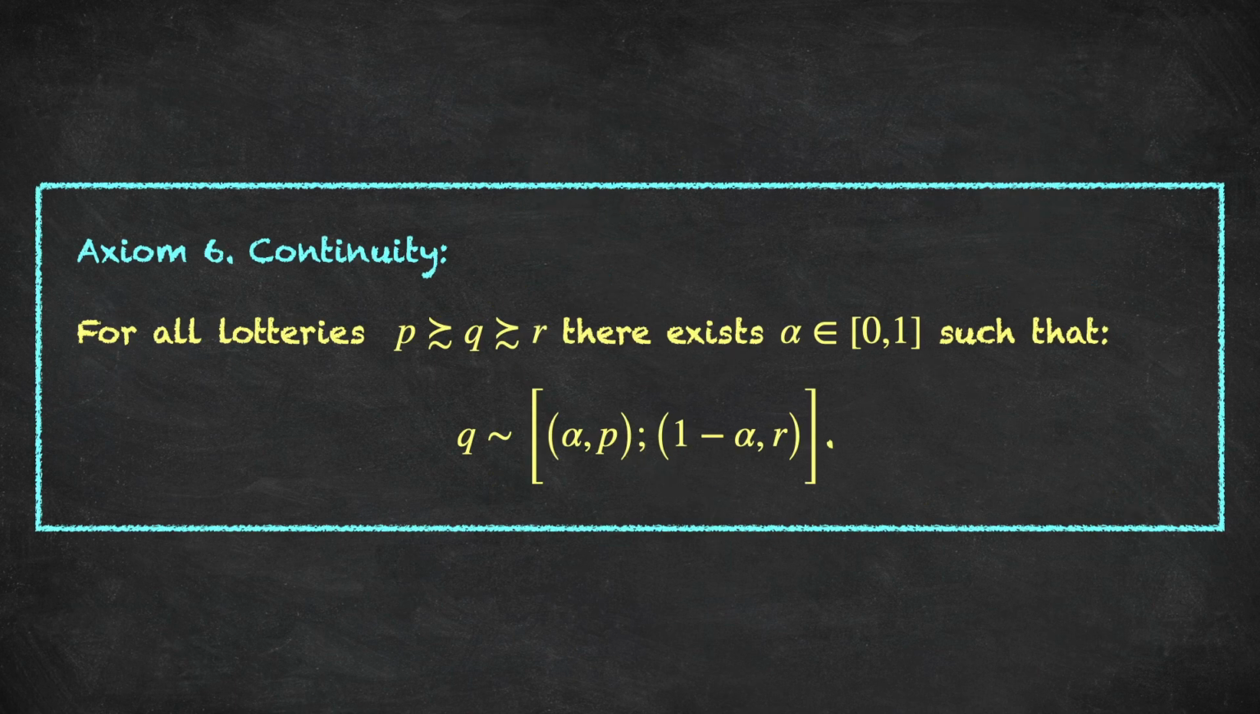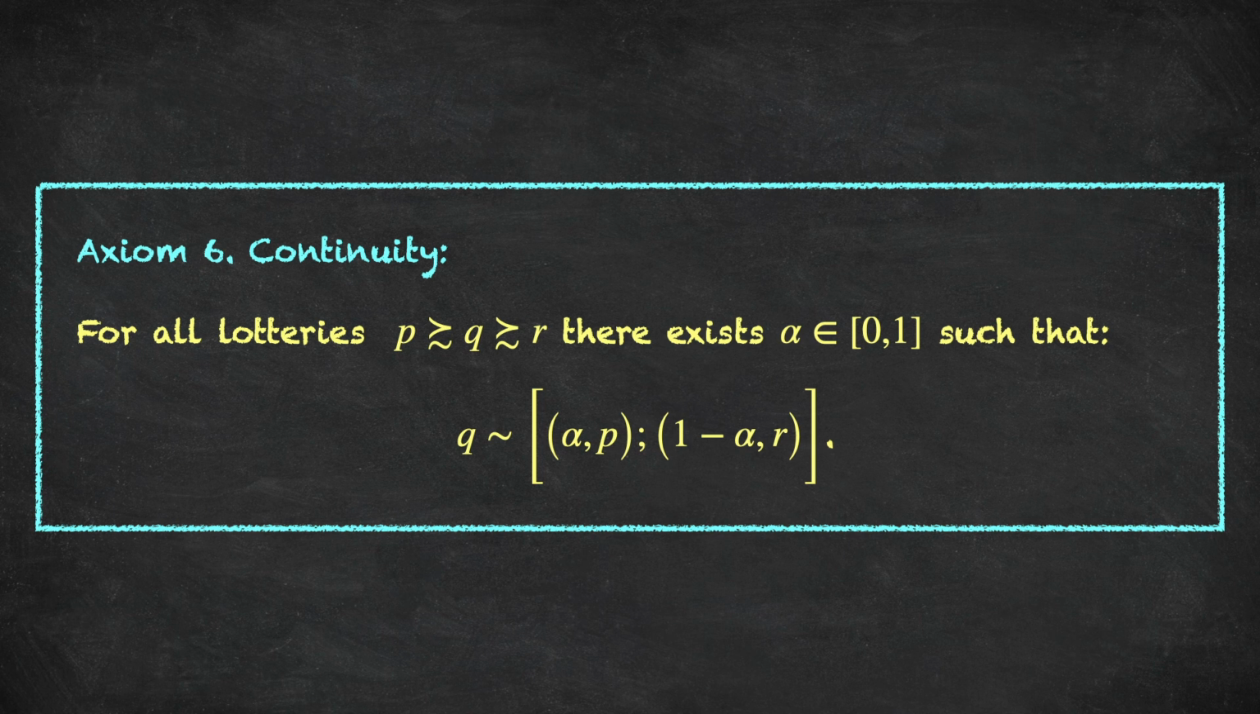The final axiom we will use is a technical axiom called the continuity axiom. This is our axiom 6. What this axiom says is the following. Let's take three lotteries, P, Q, and R, where P is the best, Q is in the middle, and R is the worst. It's perhaps easier to understand if you think in terms of strict preferences, although this is also true for the weak preferences that we've written here. So let's imagine that P is strictly better than Q and Q is strictly better than R.